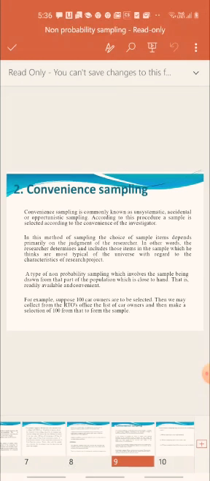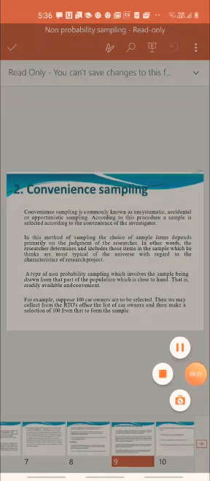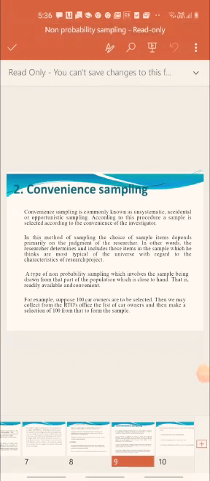Then we come to the next sampling method, convenience sampling. Convenience sampling is commonly known as unsystematic, accidental, or opportunistic sampling. So, convenience, as the name suggests, is about the convenience of the investigator.